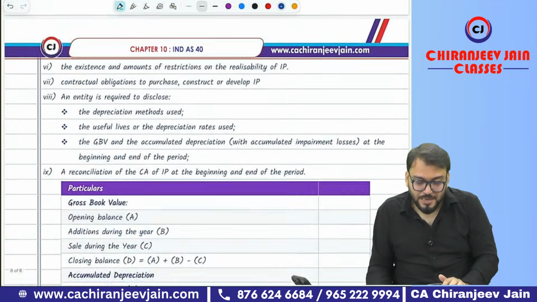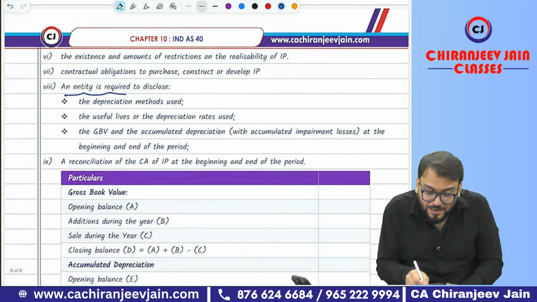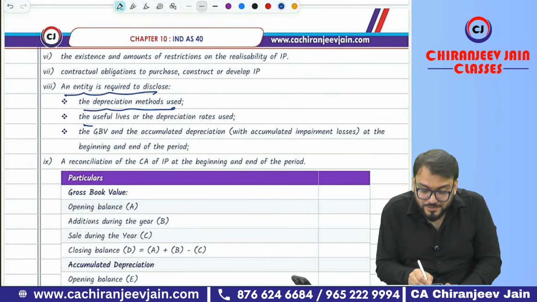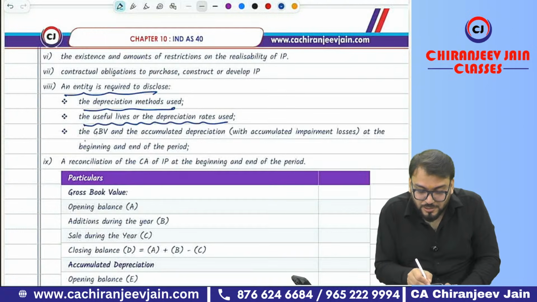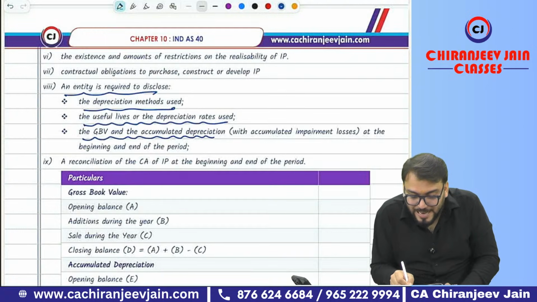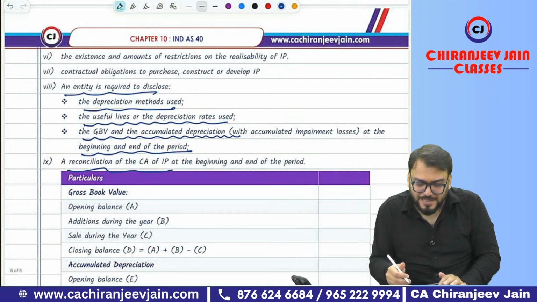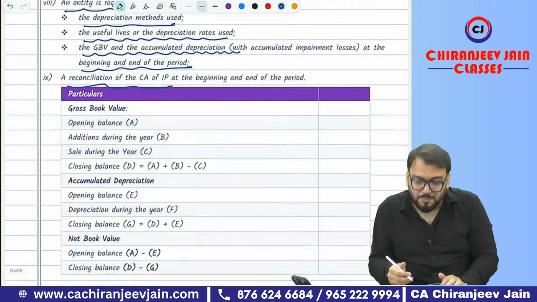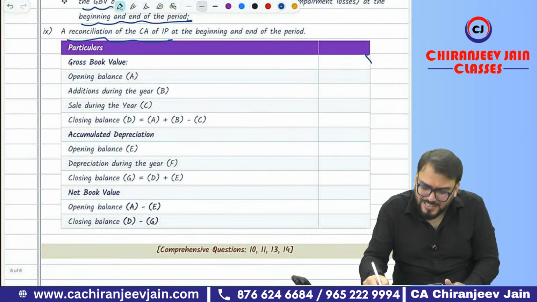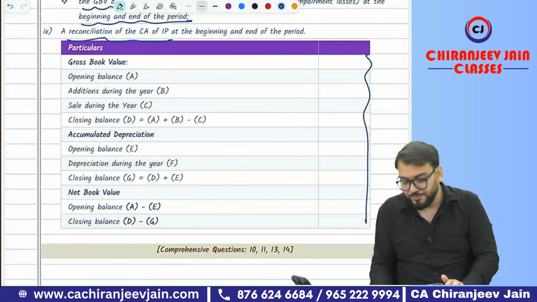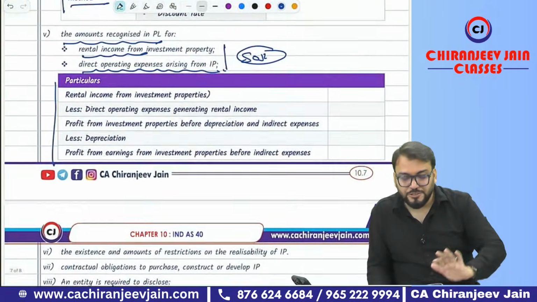Entity is required to disclose the depreciation method used, the useful life or depreciation rate used, the gross book value and the accumulated depreciation at the beginning and at the end of the period, and a reconciliation of carrying amount of investment property at the beginning and end of the period. The same thing we do under PPE also. Done. The chapter is over.